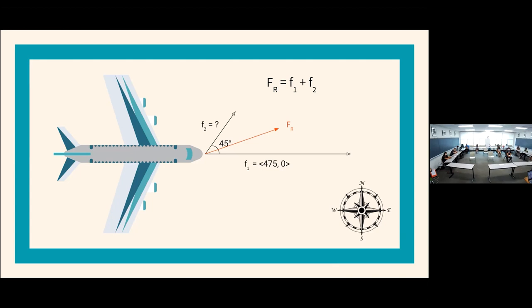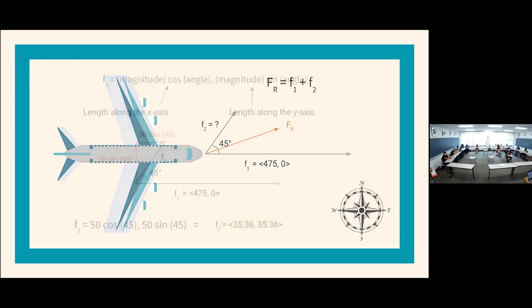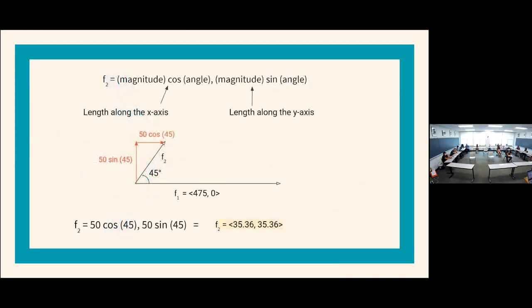Now, we already know what F sub 1 is in component form since the plane is moving directly along the x-axis in a straight line. So we need to find F sub 2 in order to get our F sub r value. In order to find our F sub 2, we just use this equation, which looks a little bit scary, but all we're really doing is finding the length of the vector in both the y and the x directions. It's where we use sine for our y distance and cosine for our x distance.